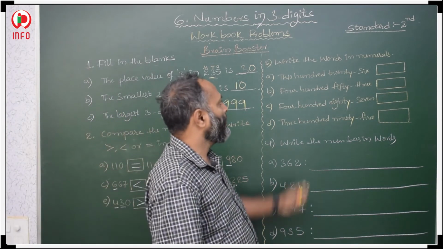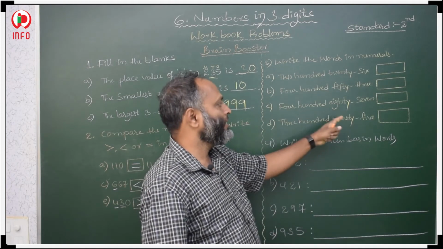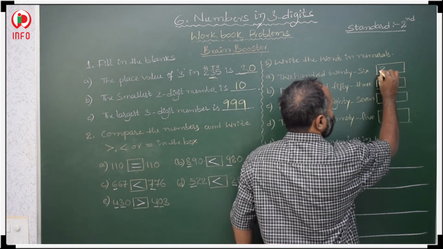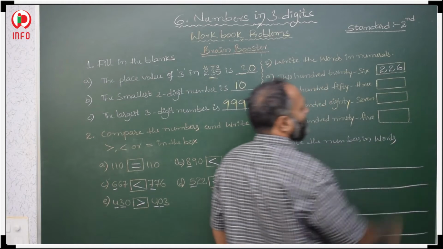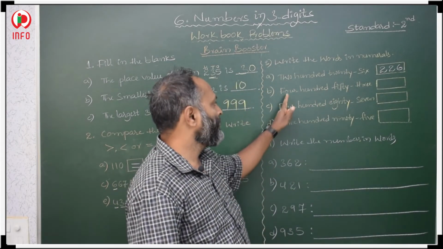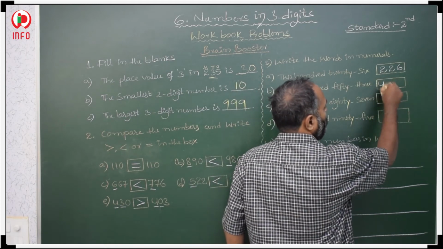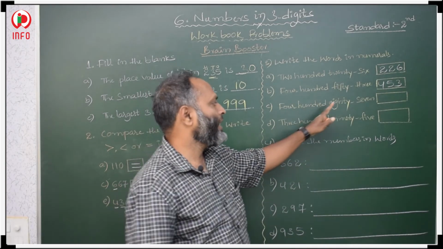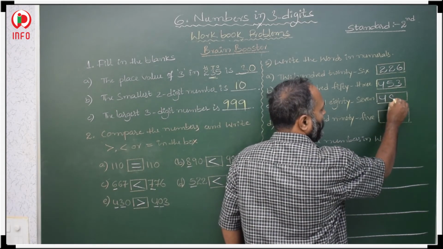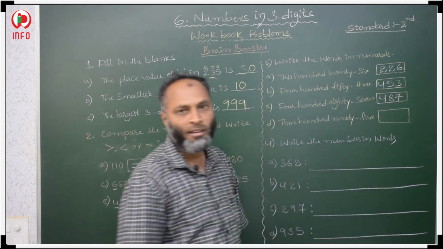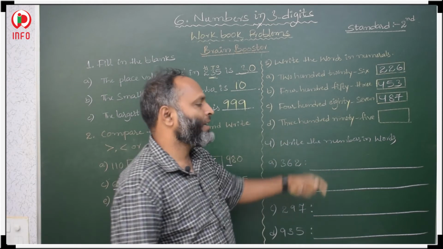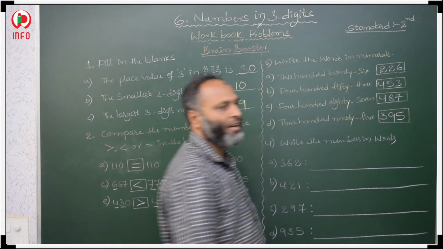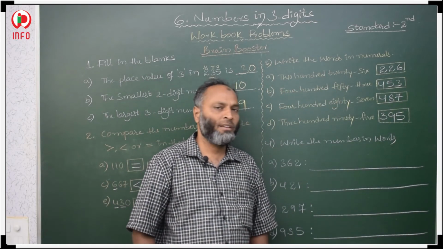Now write the words in numerals. In the words it is given, so we have to write in numerals. See here, 226. Okay. 453, like this. 487. Now 395. In this way we have to write numbers from words.